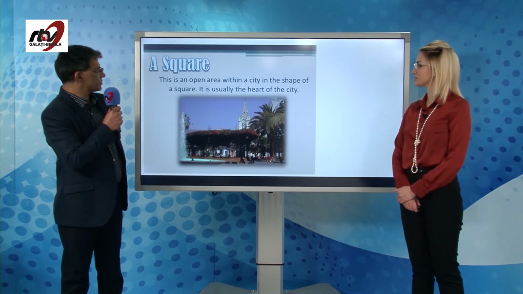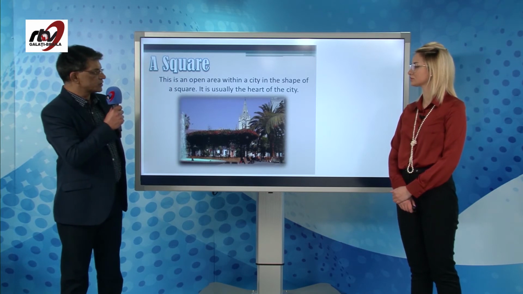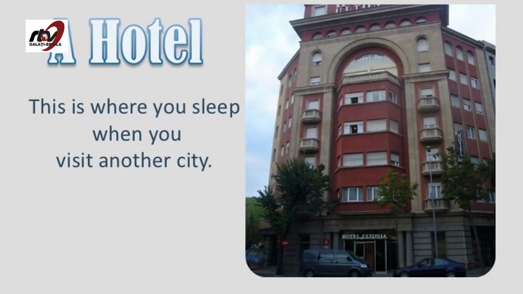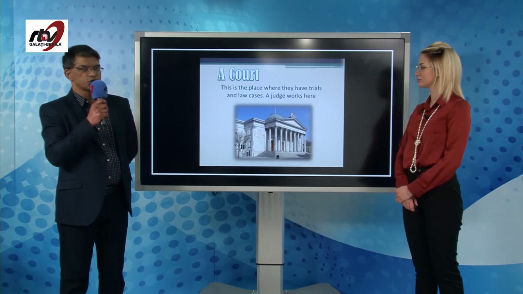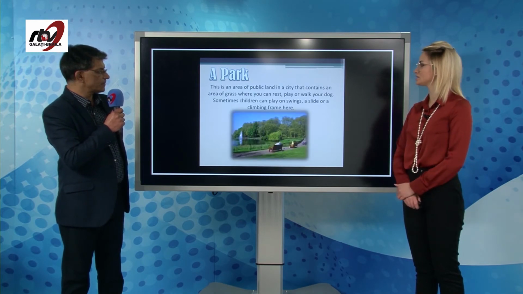Let's move on to the second place. A square. This is an open area within a city in the shape of a square. It is usually the heart of the city. The third place is the hotel. This is where you sleep when you visit another city. A court. This is the place where they have trials and law cases. A judge works here.